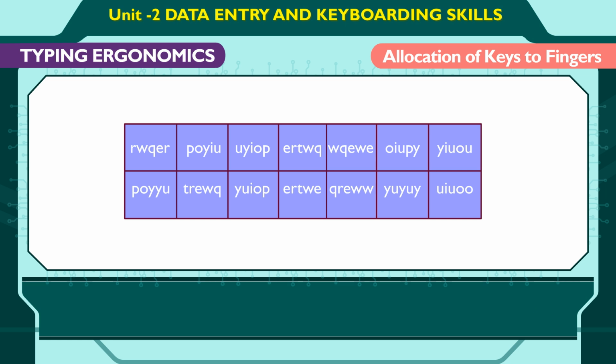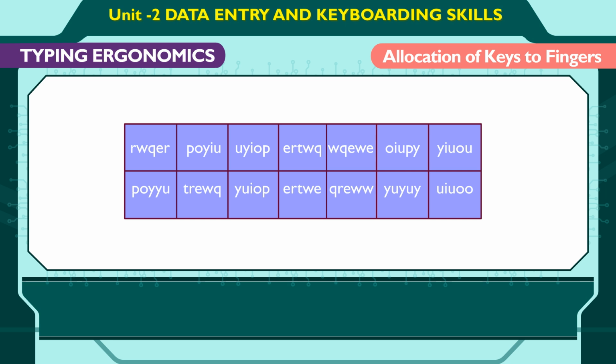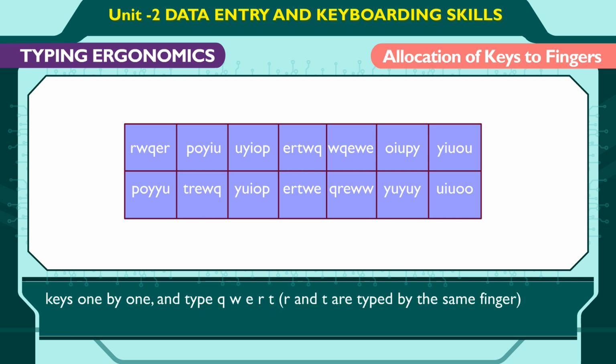In the same way, the index fingers of both hands are used to press the R and U keys. In addition, the index fingers are also used to press the T and Y keys. While typing, keep your fingers on the home row. Lift the fingers of the left hand and press the upper row keys one by one and type Q, W, E, R, T. R and T are typed by the same finger.